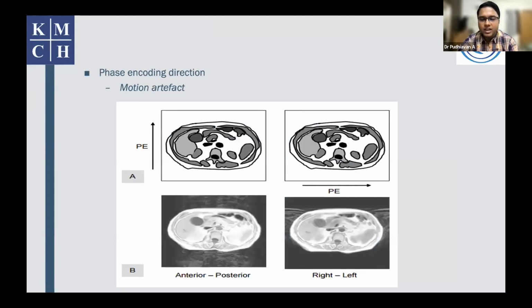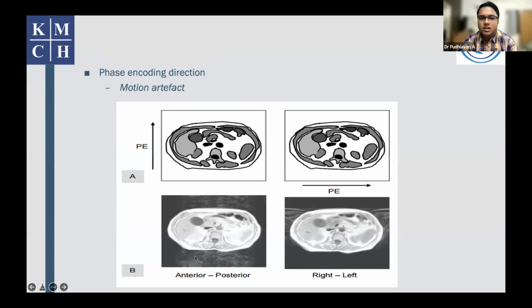Another importance of phase encoding is that the motion artifacts that we often encounter always happen in the direction of the phase encoding gradient. Suppose the phase encoding gradient is in the antero-posterior direction, then the motion artifacts will appear in the antero-posterior direction. And if it is in the right to left direction, it will happen in the right to left direction. So this can be exploited by us.